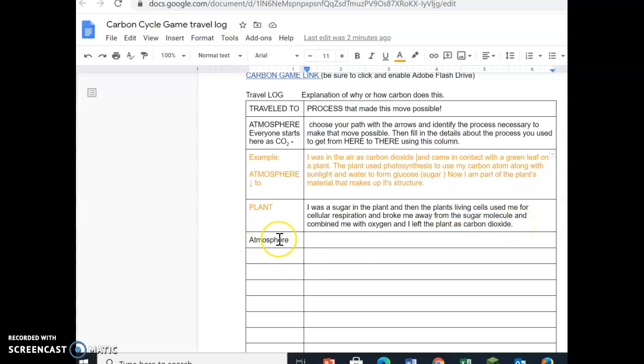Okay, now I'm back in the atmosphere. Now this time I'll probably go to the ocean waves, or I go back to the plant and probably back to the ground. There are some other options. You may notice combustion. If I was a plant and I got caught on fire, I would also be leaving the plant as carbon dioxide. But this was the one that I found in the research pages that were provided.